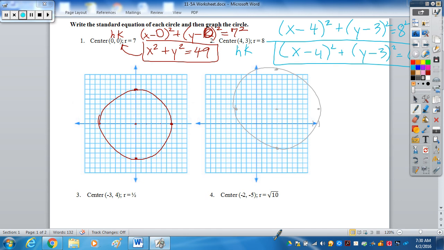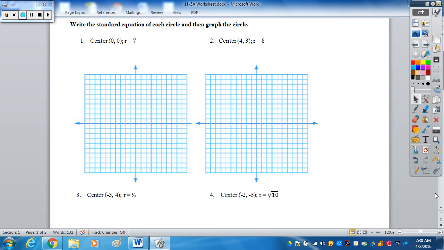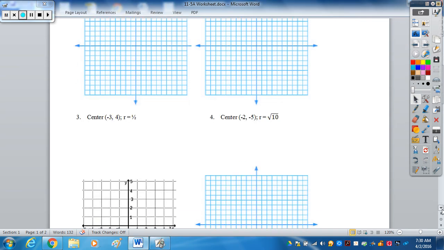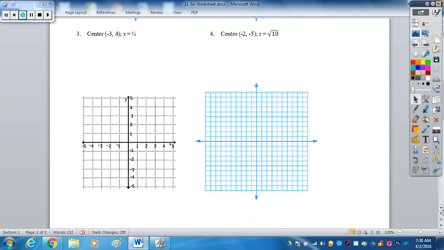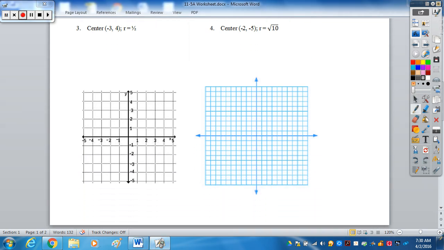All right, like I said, I'd encourage you to pause your computer if you haven't already done so, and give number 3 a shot. In the meantime, I'll give you a chance to get that done.